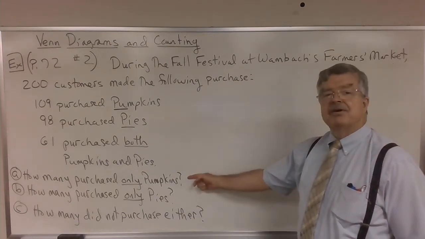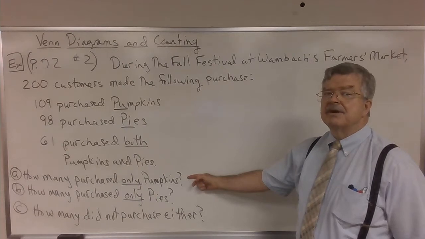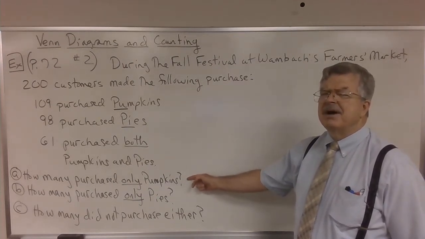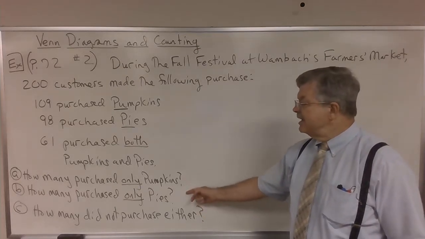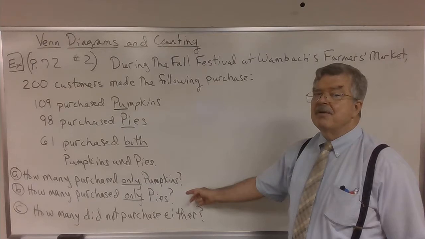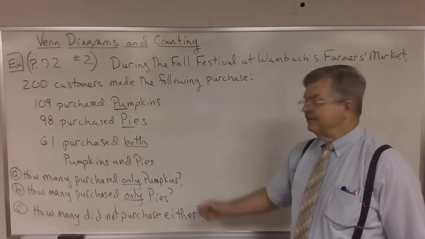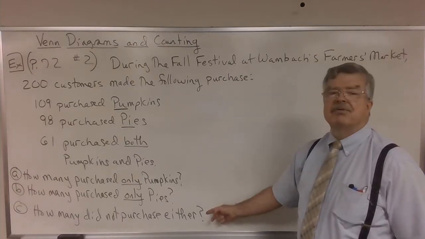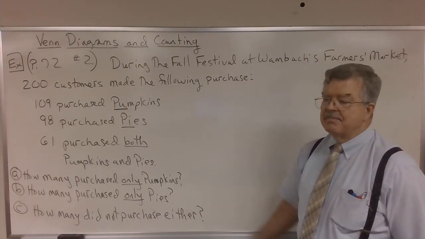Part A, how many purchased only pumpkins? In other words, how many people bought pumpkins but didn't buy pies? How many people only purchased pies? In other words, they bought pies but they didn't buy pumpkins. And then finally, how many did not purchase either pumpkins or pies?